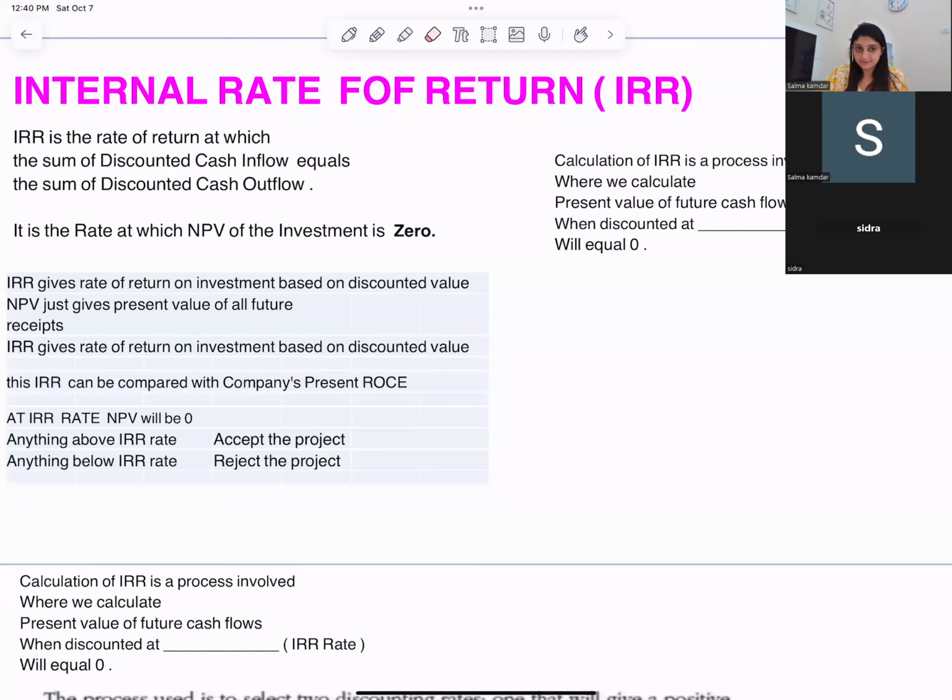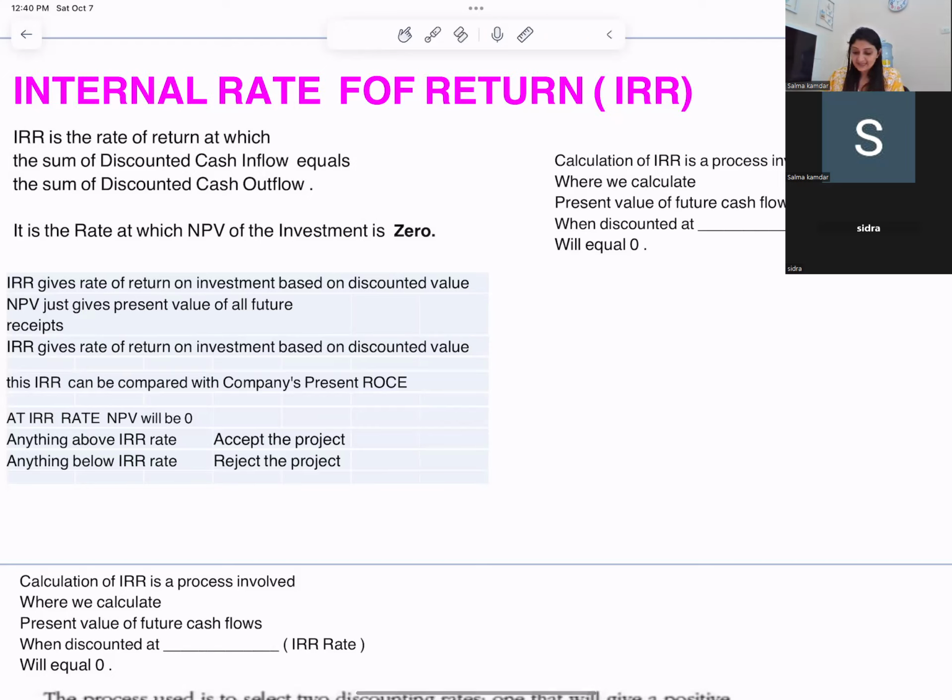There are four: accounting rate of return, payback period, net present value, and internal rate of return. So today we will learn the fourth technique of appraising an investment, internal rate of return. Now, what is internal rate of return?